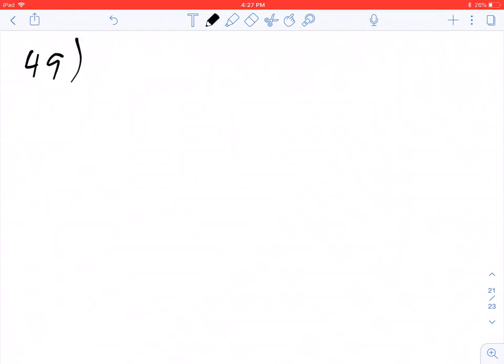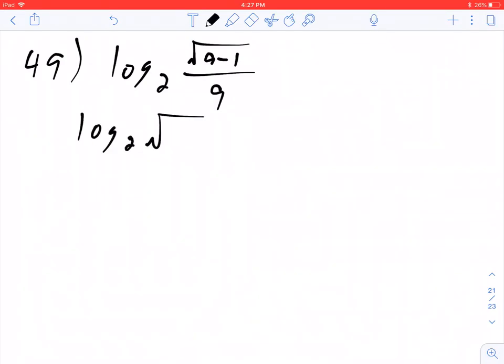Number 49 is log base 2 of the square root of a minus 1 over 9. This is going to also utilize the quotient property. So we have log base 2 of the square root. And actually, I'm going to back up. I'm not going to leave that as a square root either. I'm going to leave it as the 1/2 power. Now notice, though, the only thing that's the 1/2 power is going to be the a minus 1 because that's the only thing that is being square rooted. So it becomes log base 2 of 9.